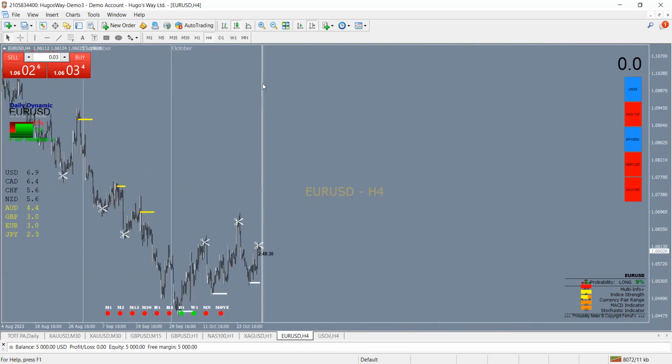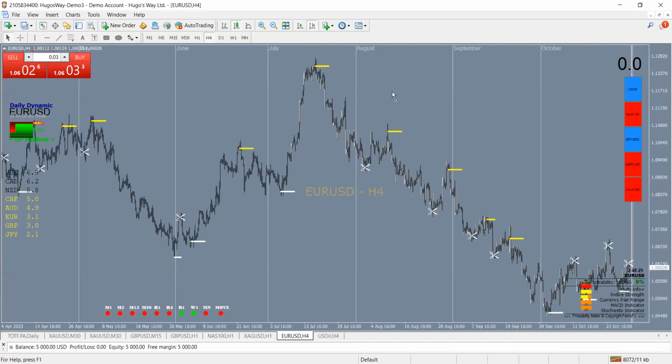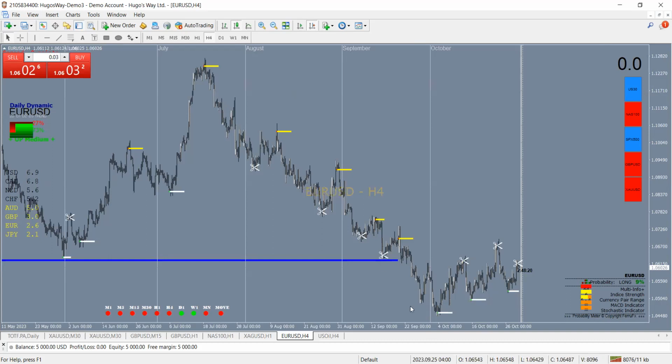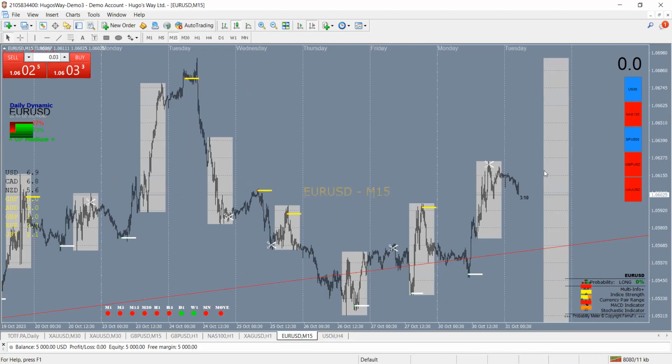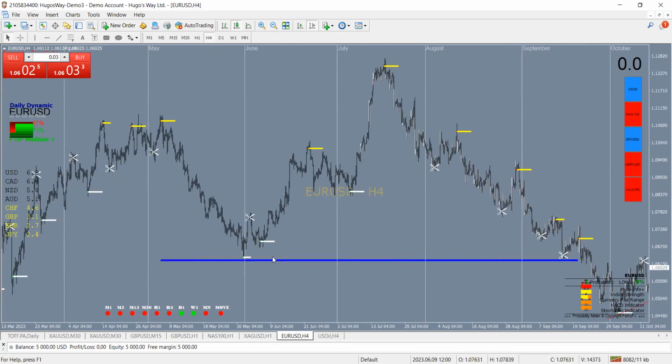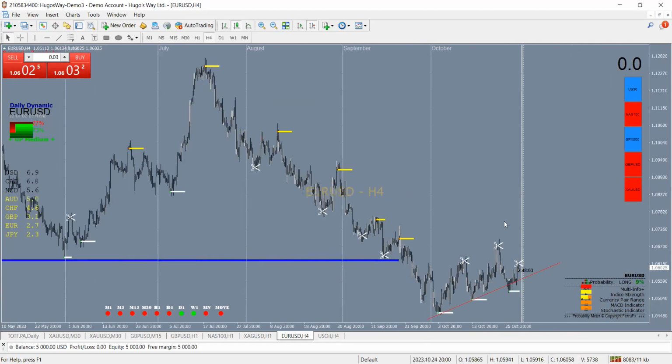And some pairs are just more manipulated than others. But if you look at this, this is a break of structure, right? And the market started making higher highs and higher lows. So it's obvious that we are doing what? Creating liquidity. Plain and simple. So what should you be looking for on lower time frames? Buys. Do you see what I'm saying?